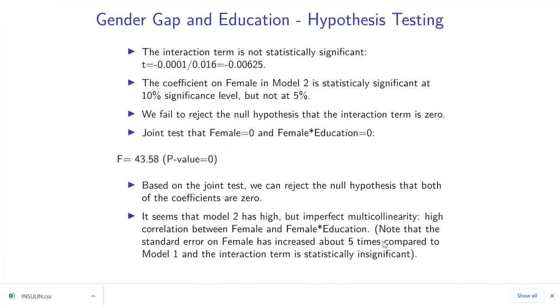But since in this case, the coefficient for the interaction term is not statistically significant, the result of the t-test tells us that we shouldn't include this interaction term in the model.